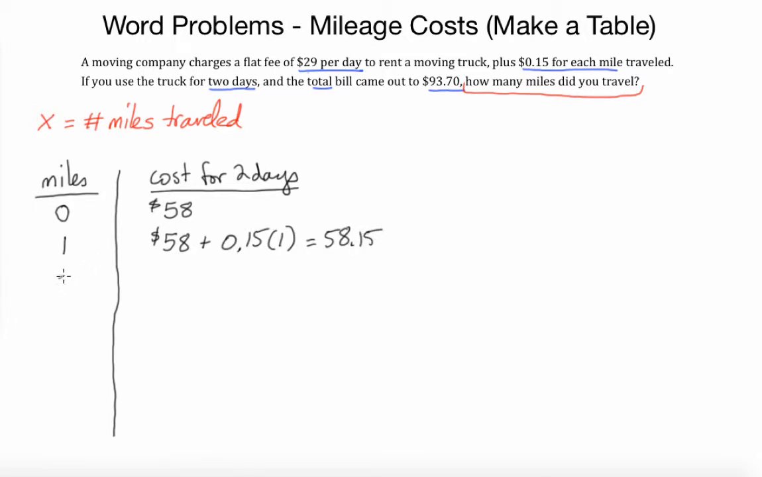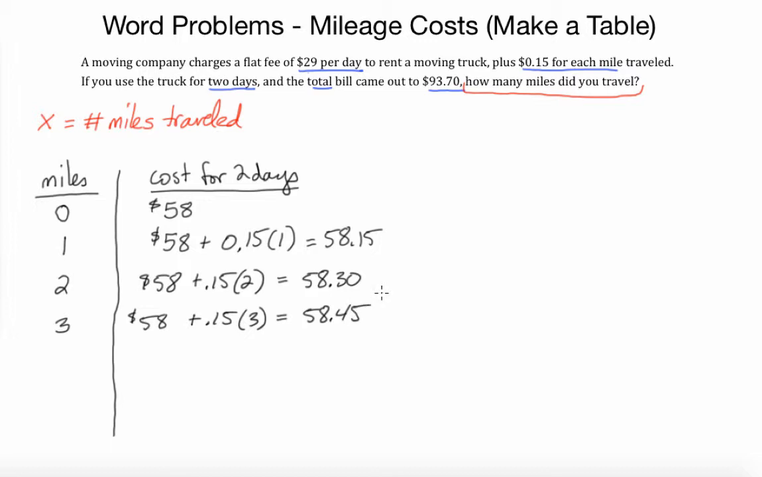Let's see what happens if I go 2 miles. It still costs me $58, but now it's 15 cents for 2 miles, meaning my total cost is $58.30. It just went up by 15 cents. Let's do one more, and hopefully you'll get the hang of it. If I go 3 miles, it costs me $58 plus 15 cents times 3 miles, and altogether that's $58.45. You start to see some patterns now in the equations. Certain things stay the same and certain things change.